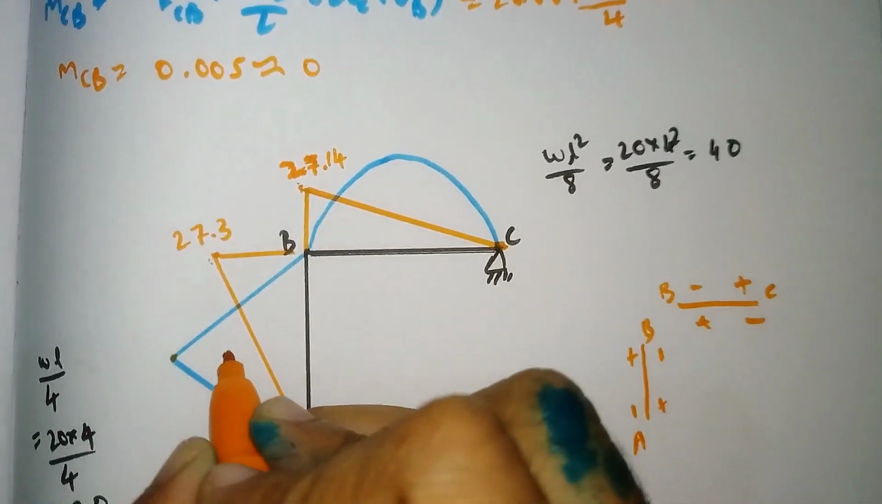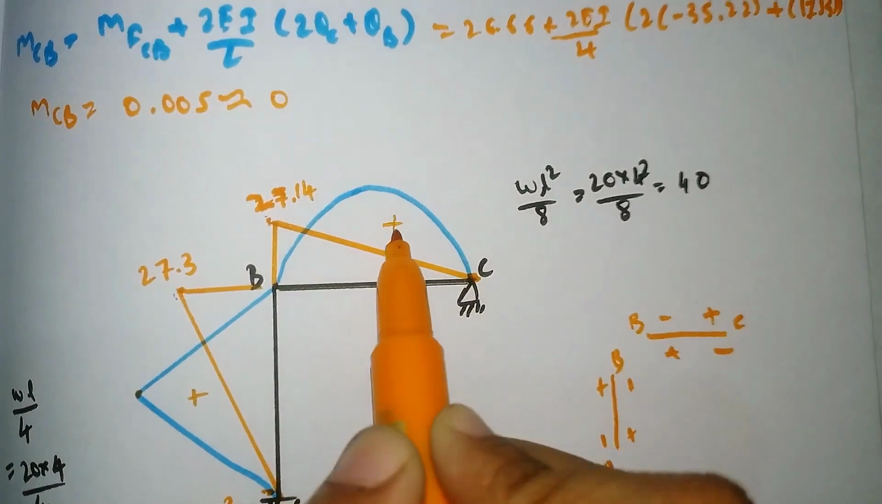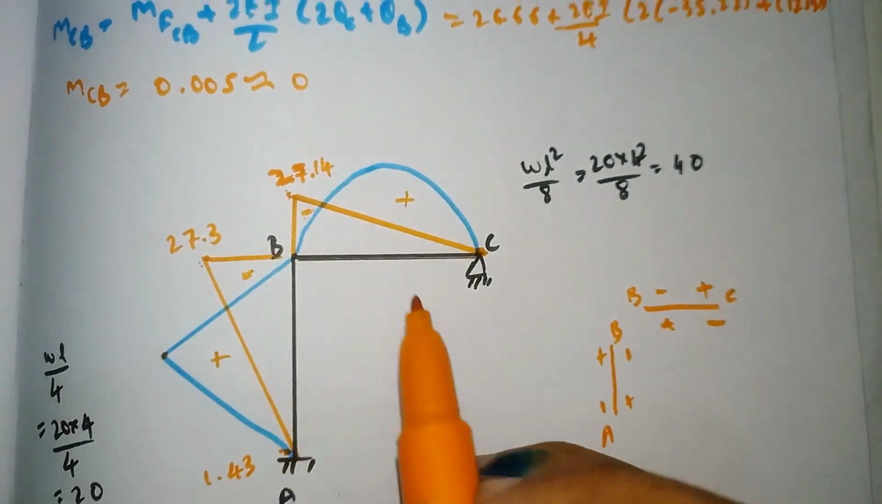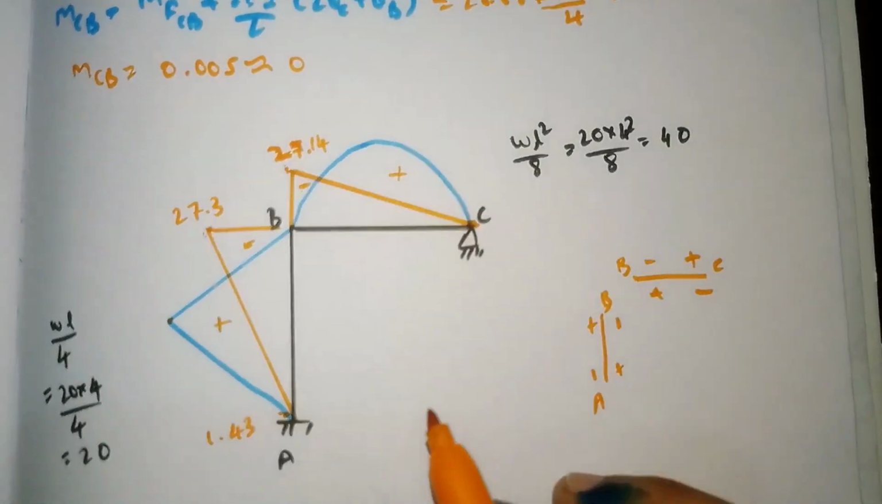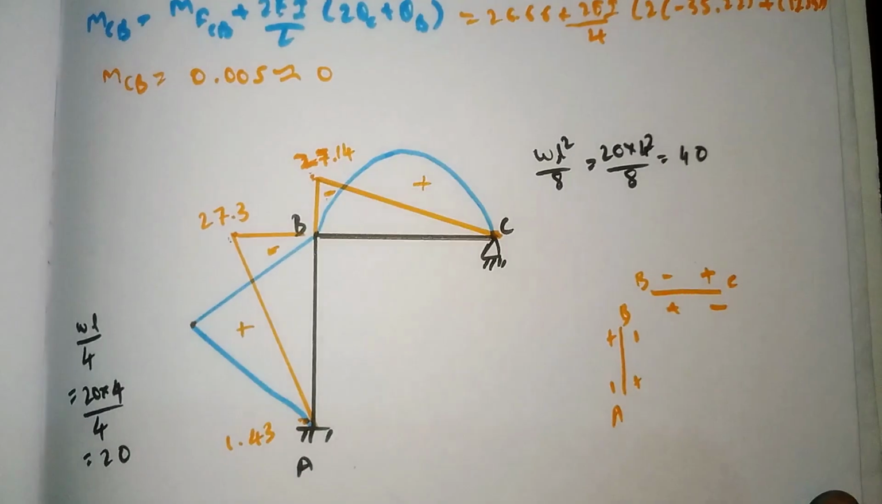So here the remaining portion is positive, here also positive. So this is negative, this is negative. So this is how we need to draw the net bending moment diagram. So here our problem ends.